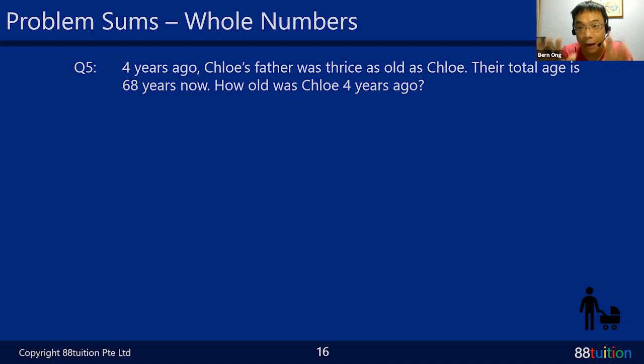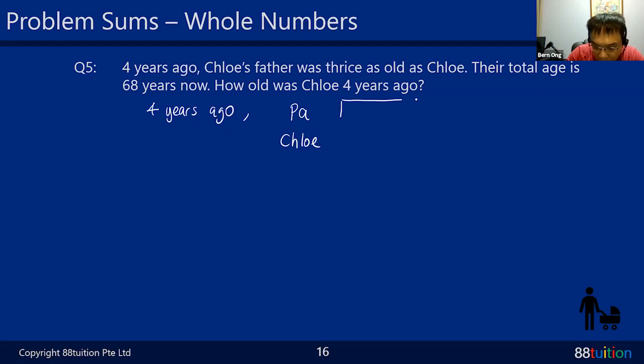You grow old by 4 years, I also will grow old by 4 years. Check this out. 4 years ago. This is 4 years ago. All right, 4 years ago, what happened? Papa, Chloe's daddy, is thrice as old as Chloe. So this is 4 years ago. Thrice means what? 3 times, something like that. And I purposely put an X inside to show that they are of the same size. Is that okay? Papa means Chloe's daddy.